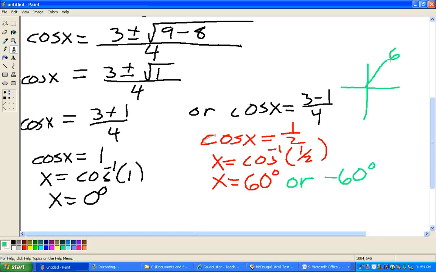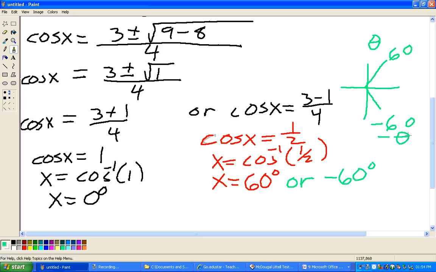So for cosines, if you get one answer here, the other answer is down here. If you get a theta, the other answer is always a negative theta. And when we add 360 to make it non-negative.